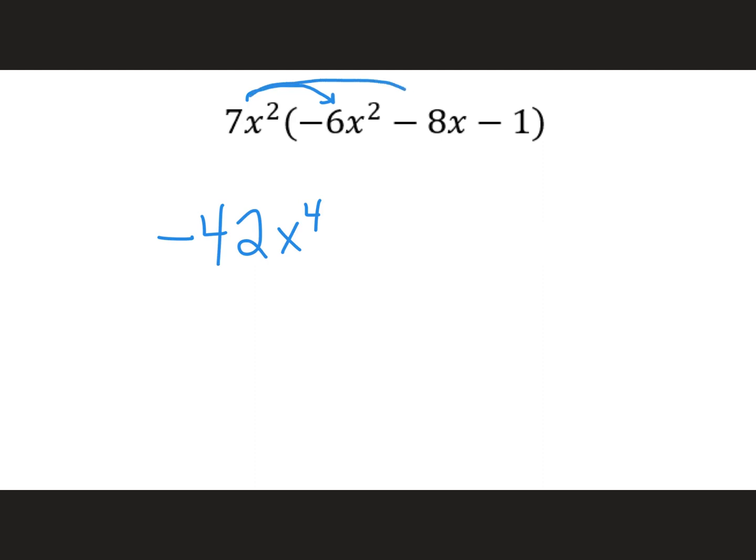Then I'm going to go to the next one. 7 times negative 8x, so 7 times negative 8 is just negative 56. And then I have 2 x's times another x, so there's 3 altogether. And then finally, this is the easy one. 7x squared times negative 1 is just a negative 7x squared, and I am done.